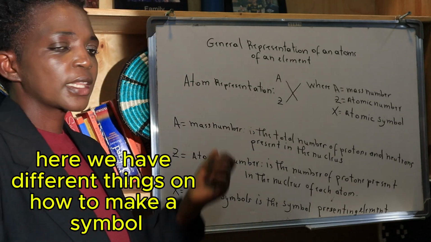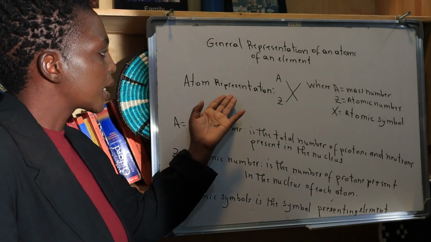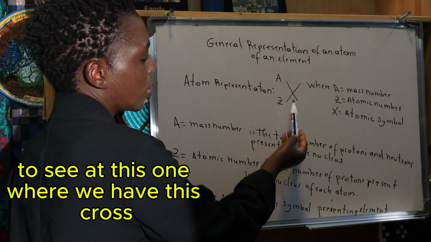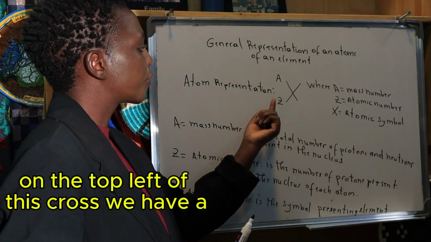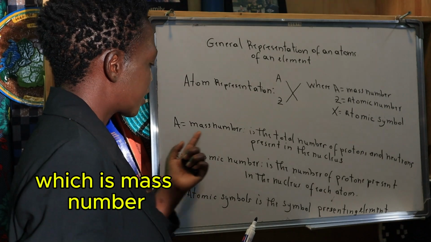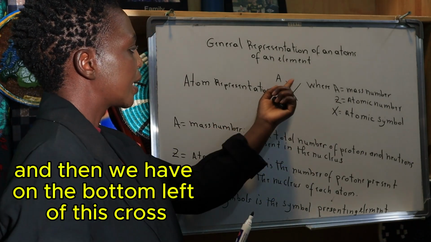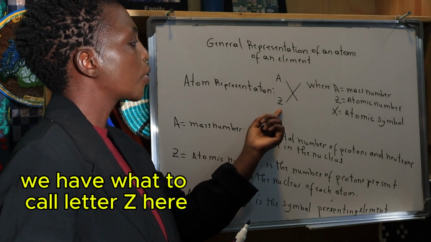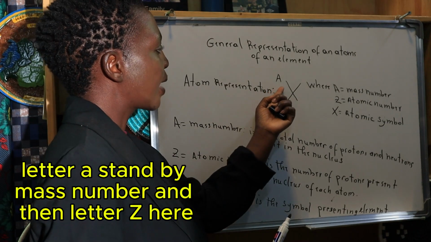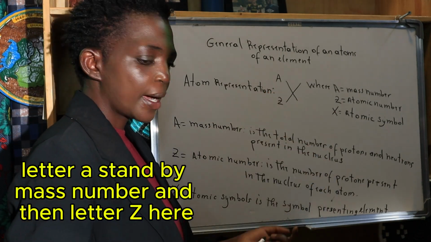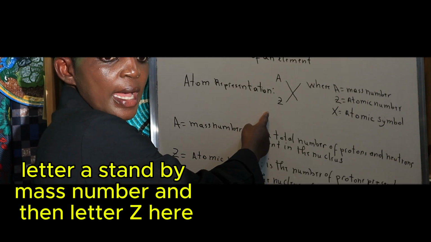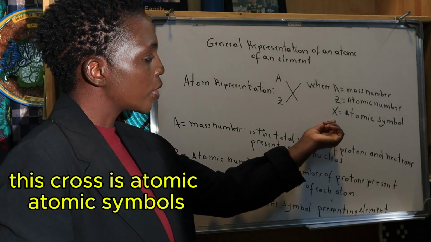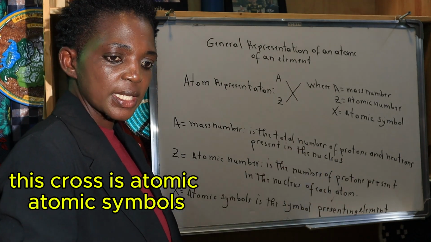Here we have different things on atomic symbols. This one where we have this cross. On the top left of this cross we have A, which is mass number. And on the bottom left of this cross we have letter Z. Here letter A stands for mass number, and letter Z stands for atomic number. This cross is the atomic symbol.